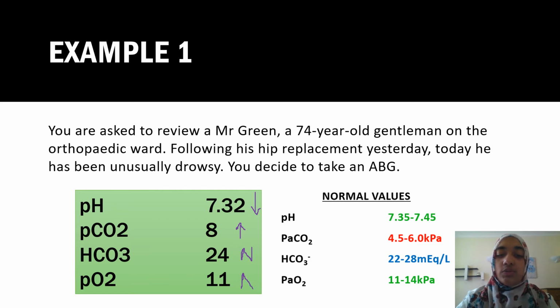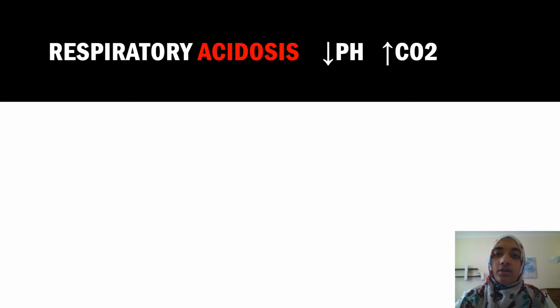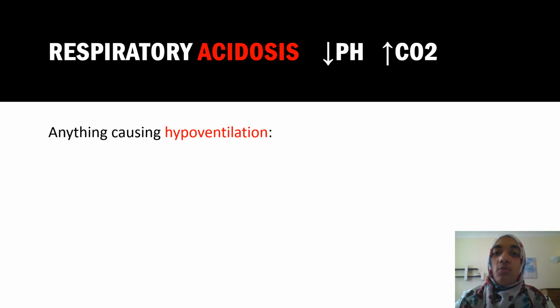And finally, the PO2 is normal, so the patient is not hypoxic. So this is a respiratory acidosis with no compensation. So what are some of the things that might cause a respiratory acidosis where the pH is low and the PCO2 is high? The main thing that causes a respiratory acidosis is anything that causes hypoventilation. So let's think about this. If you're hypoventilating or breathing slower, it means that you're not breathing out as much CO2. This means you're retaining CO2, and with lots of CO2 in the body, that means it can cause an acidosis from a respiratory cause, so it's a respiratory acidosis.